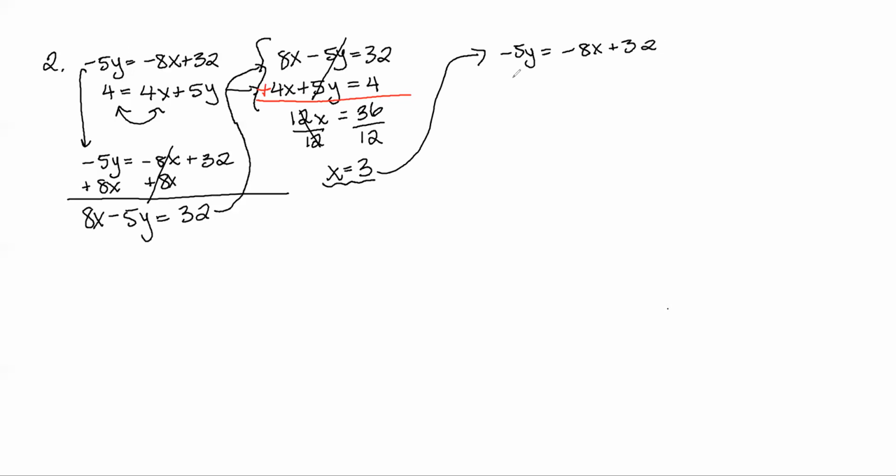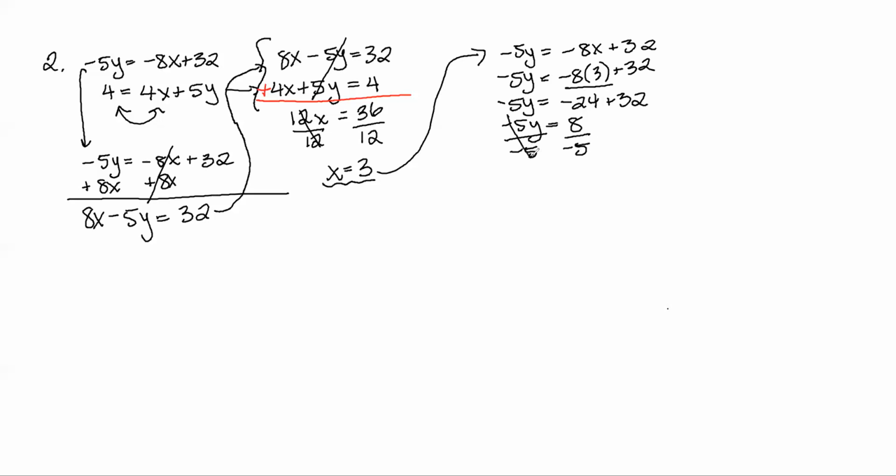So if I plug in x, we have negative 5y equals negative 8 times 3 plus 32. And now simplify the right side more. So negative 5y equals negative 24 plus 32. Combine again, so negative 5y equals positive 8. And divide both sides by negative 5.